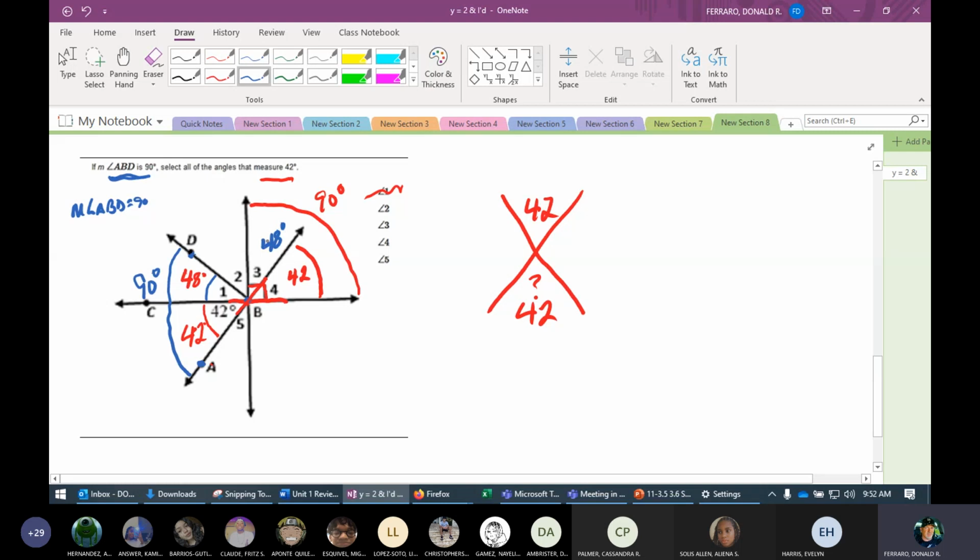48. Isn't it a fun puzzle? This is like good stuff, man. I love this.